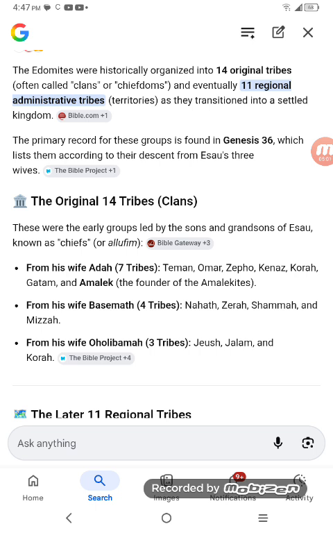Zepho, Kenaz, Korah, Gatam, and Amalek. And we know Amalek is those small hats mainly. It could be Teman too, because Teman, I believe the elders and apostles, they made the chart, and I believe that's German. So yeah, that's one of the tribes. It says from his wife Basemath, four tribes: Nahath, Zerah, Shammah, and Mizzah. And these names, they sound Hebrew, most of them.